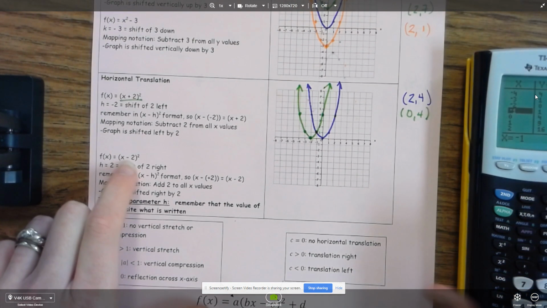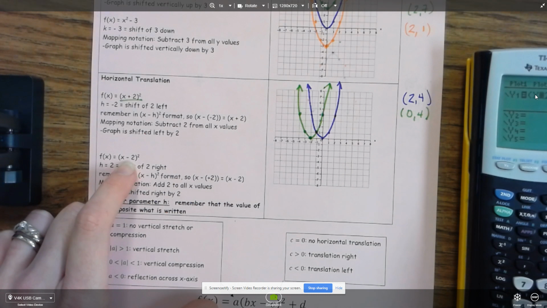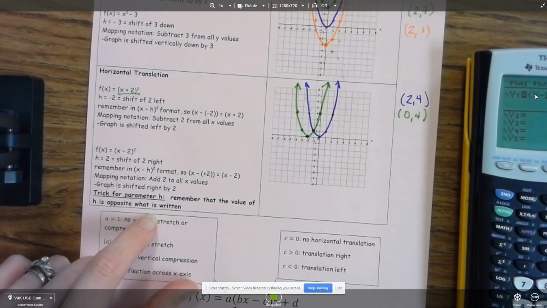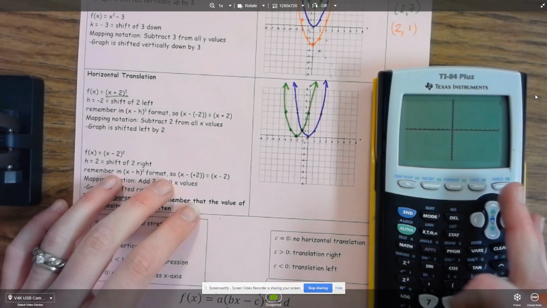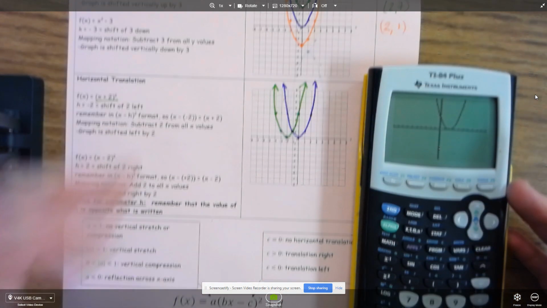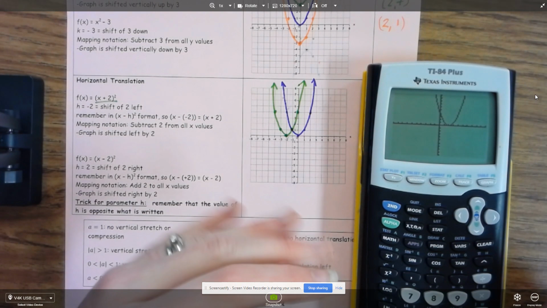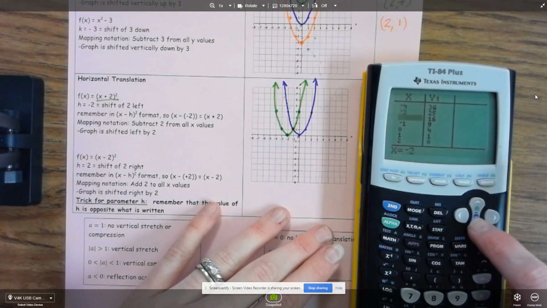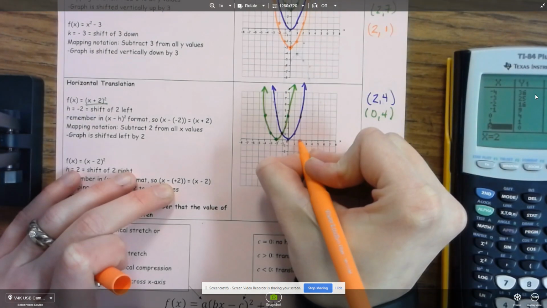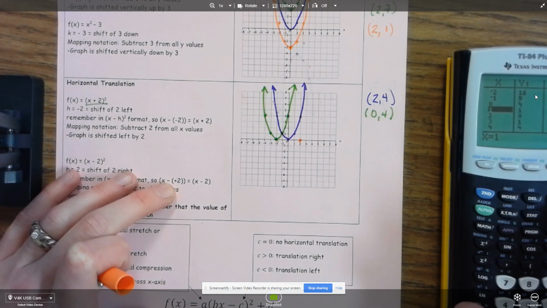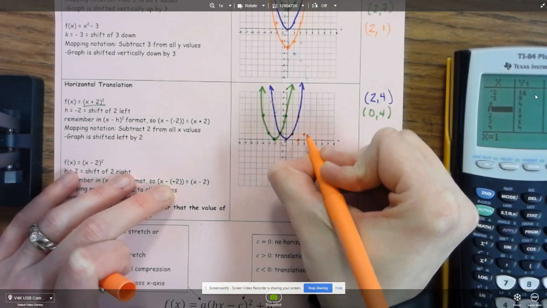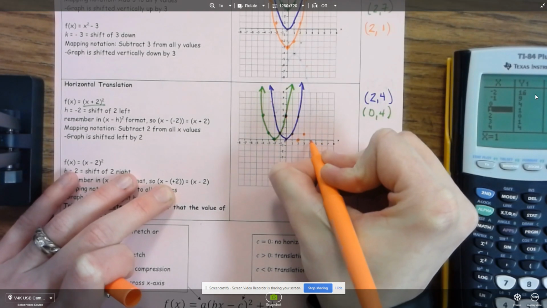And then now what we're going to do in orange. So now we've got x minus 2. So my h value here would be a positive 2. So again, remember that the value of h is the opposite of what is written. So if I graph this one, you can see my parabola has now shifted to the right. So same rules, everything just shifts 2 points to the right. So now my vertex is at 2, 0. And I've got a point at 1, positive 1, and then 3, positive 1, and then 0, 4, and 4, 4.